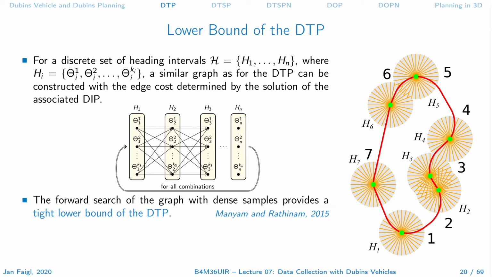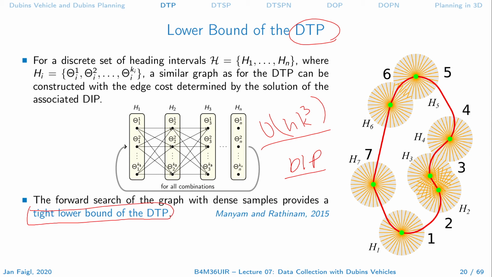So how can we compute the lower bound? In the very same way as we compute a feasible solution using sampling. So instead of sampling individual heading values, we sample the intervals and we create the same graph. And we use the same NK cube complexity to find a solution using the solution of the Dubins interval problem, DIP. And that actually provides us a really tight lower bound of the DTP.